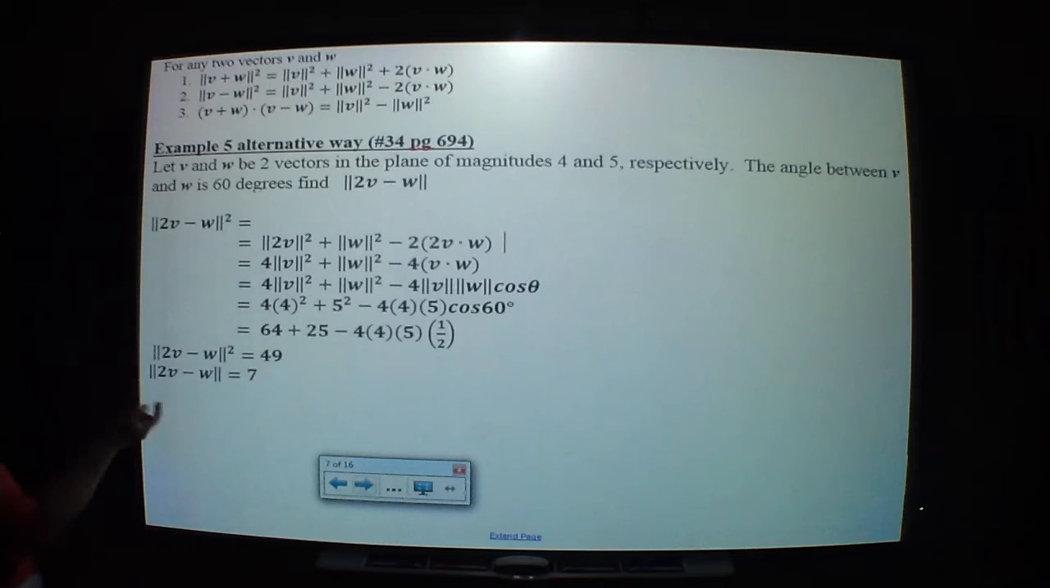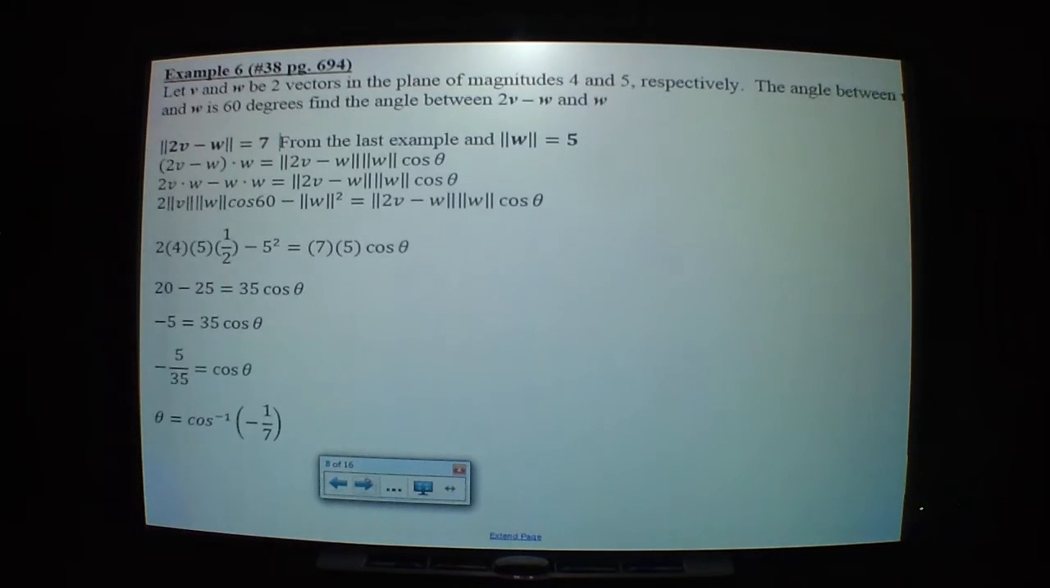So here's a second way to do the exact same problem. It comes out the exact same way. I don't care which way you do it. I just want to show you an alternative way. Okay?